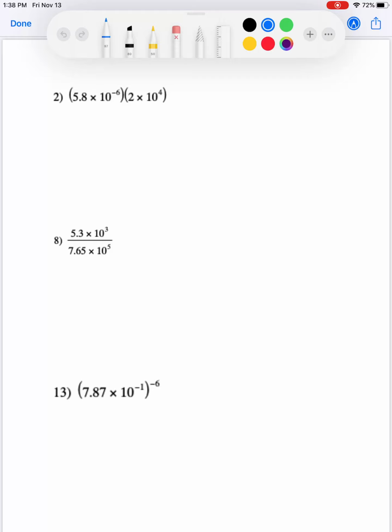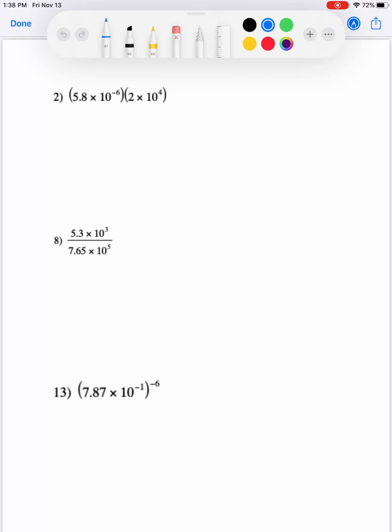Okay, so today we're going to talk a little bit more about how to multiply, divide, and take the power of scientific notations. So the first type of problem we're going to talk about is the multiplication. Multiplication and division are very similar for these.